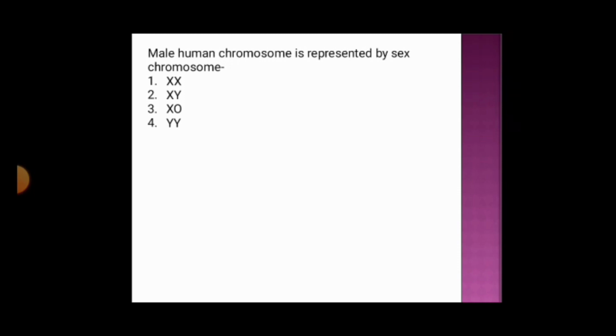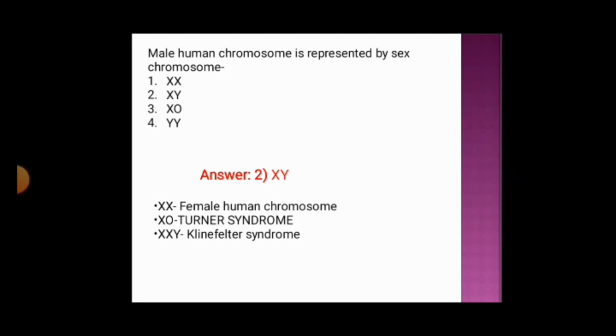Next one. The male human chromosome is represented by the sex chromosome: option 1 XX, option 2 XY, option 3 XO, and option 4 YY. And the correct answer is option 2, that is XY. Whereas XX represents the female human chromosome, XO represents Turner syndrome and XXY represents Klinefelter syndrome.